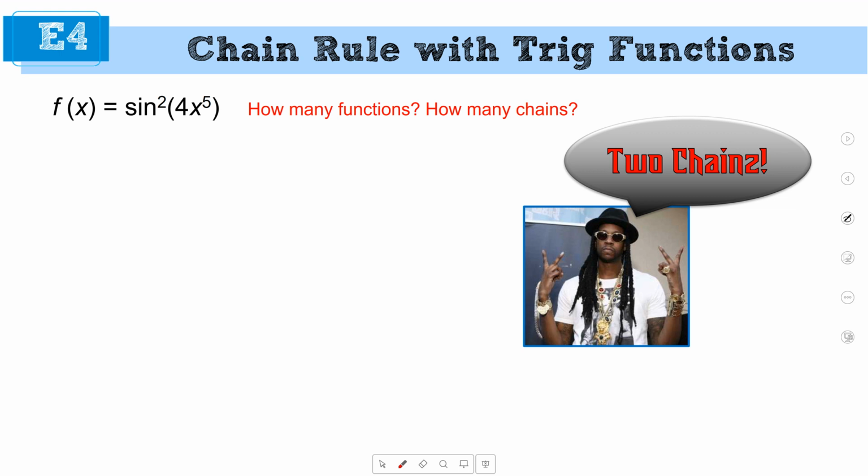Okay, so the squared function is on the outside. Which one's the next layer of the onion? Sine. And therefore the center of the onion is the 4x to the 5th. Okay, go, try it. I've given you all the pieces, now put them together.